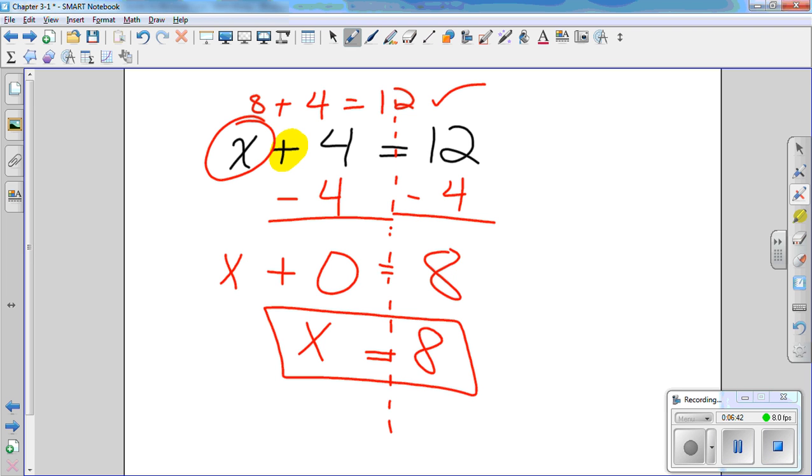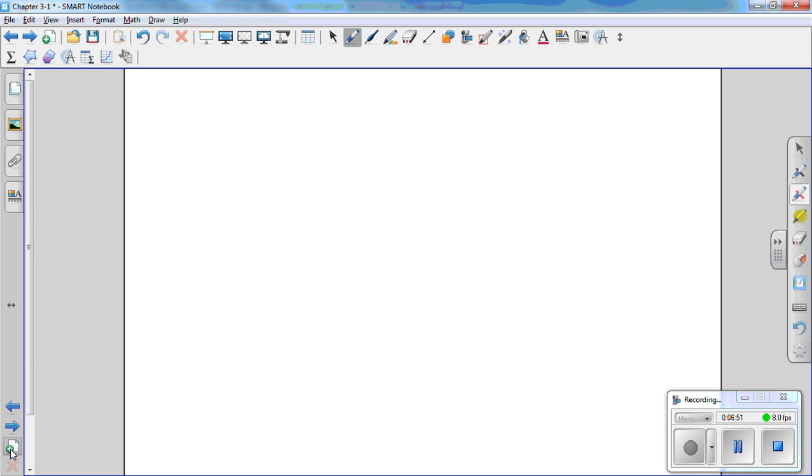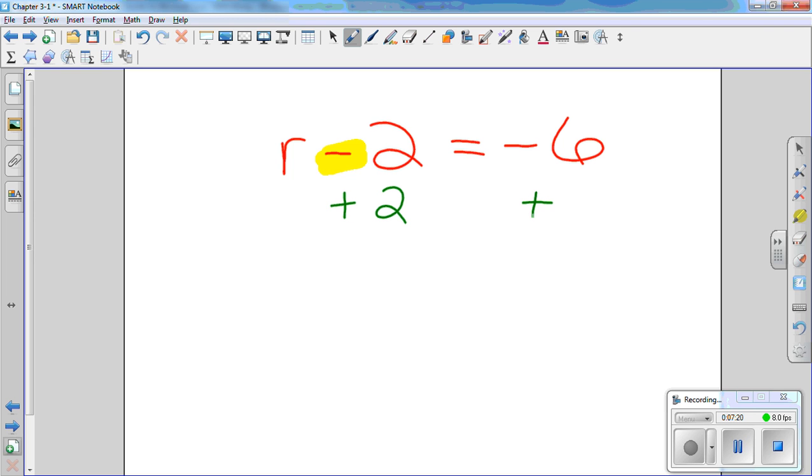All right, any questions? Now suppose I have a subtraction problem. Suppose I have r minus 2 equals negative 6. I want to get r by itself, but I have that minus 2 that I have to get rid of. Well, what's the opposite of subtraction? Addition. So how do I get rid of minus 2? Add 2. Whatever you do to one side, you must do to the other. Think of that like a scale.